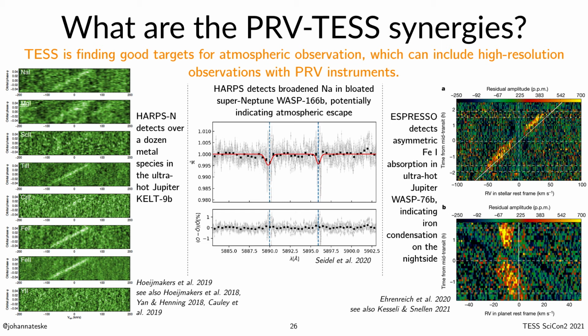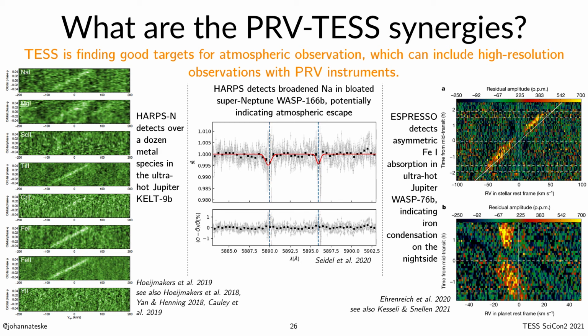You can also look at the sodium lines, like these authors did for WASP-166b, and they found that the broadening was maybe indicative of atmospheric escape. And then there was this recent work on the ultra-hot Jupiter WASP-76, looking at the asymmetries in the iron I absorption from the atmosphere of this planet, and the authors concluded that this indicates iron is condensing on the night side of the planet.